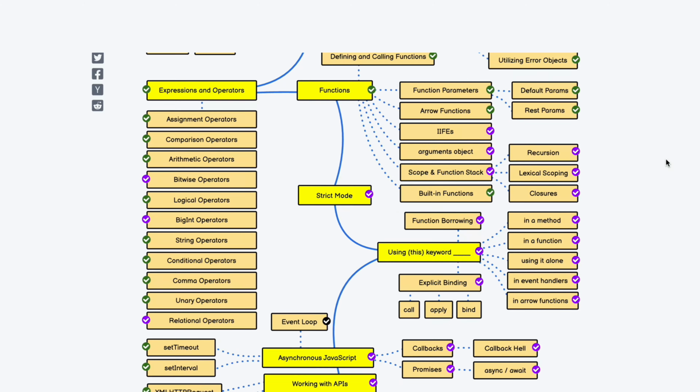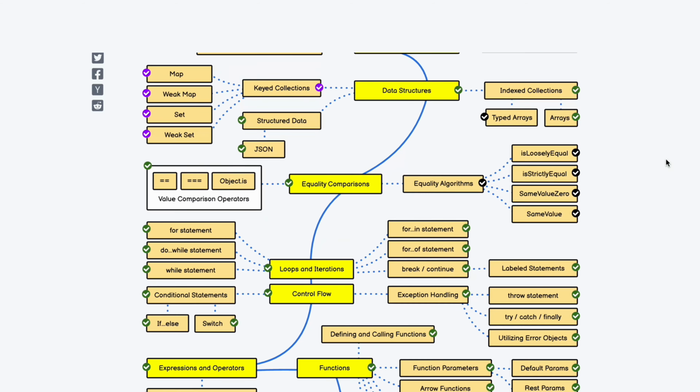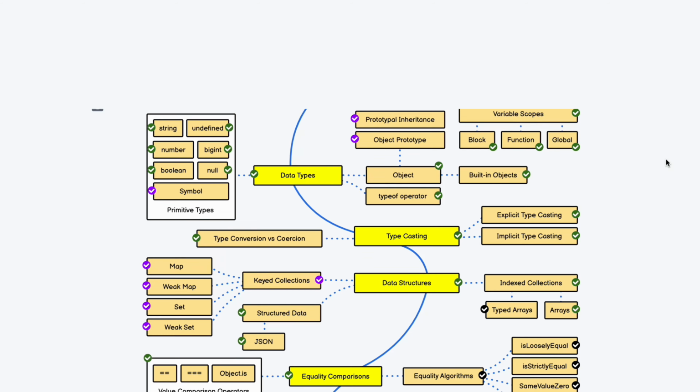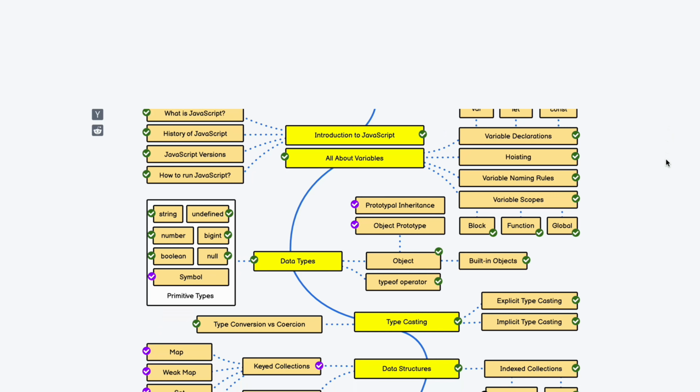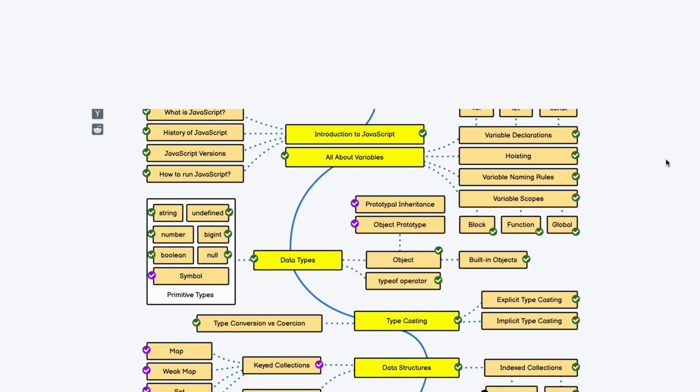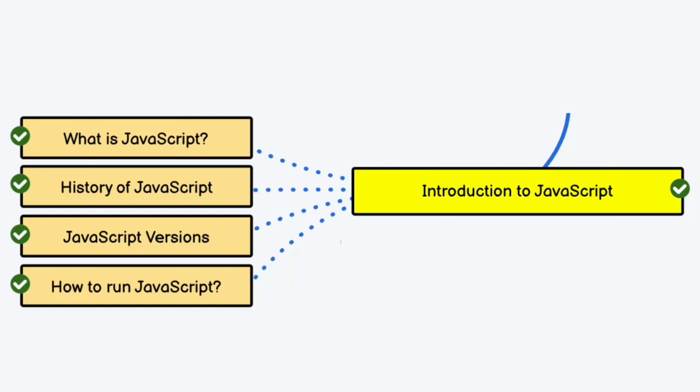So we're going to discuss each one of these modules in detail, what topics you have to cover in each module as a beginner, as an intermediate, and as an advanced developer. Let's start with the very first module, introduction to JavaScript. Under this you have to know what JavaScript is, the history of JavaScript, JavaScript versions, and how to run JavaScript. These are important concepts you have to clear, because when you sit for an interview, they're going to ask you about these basic things to check your concepts of JavaScript foundations.